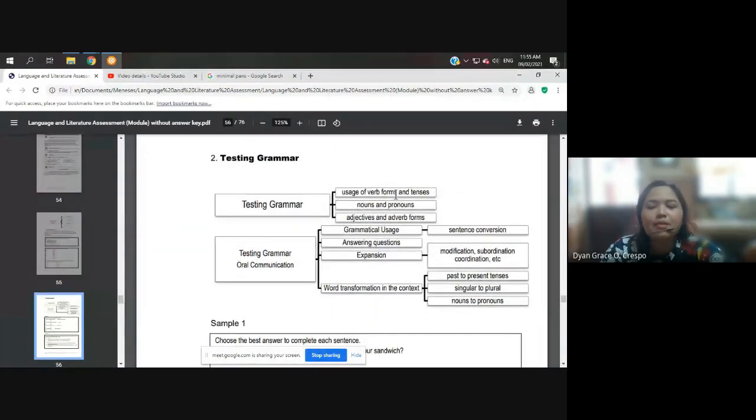Okay, when we test grammar, we have a lot of grammar tests. When we test grammar, we should of course test the usage of verb forms and tenses, nouns and pronouns, adjectives and adverb forms. So that's how we test grammar. However, when we test grammar for oral communication, it is even longer. Why? Because we have grammatical usage. When we say grammatical usage, you should have sentence conversion, answering questions and expansion, modification, coordination, etc. Word transformation: past to present, singular to plural, nouns to pronouns. You need to test these things in oral communication because you need to think, you need to listen to this person who speaks this way and that way. It's confusing, and of course, it's hard. That's why not all people are perfect for this one.